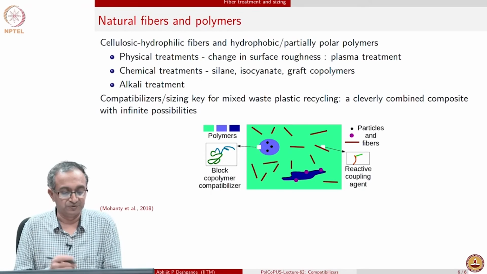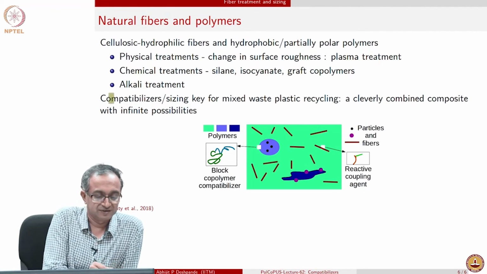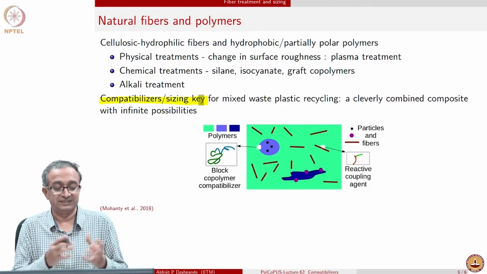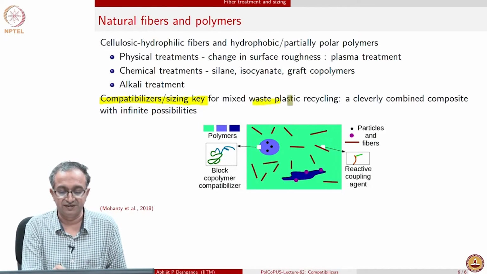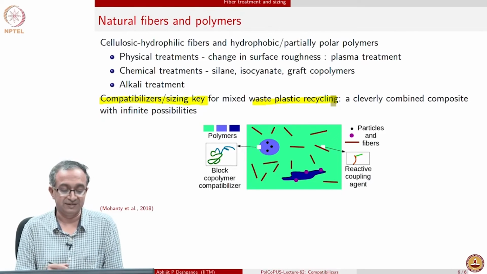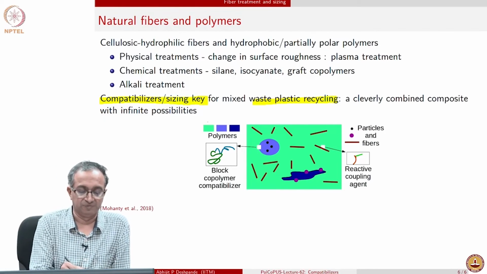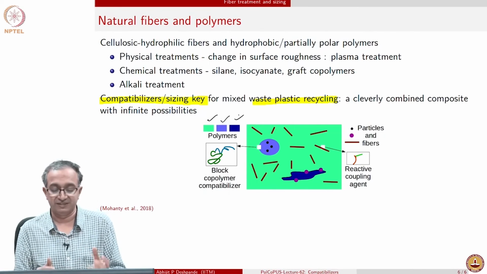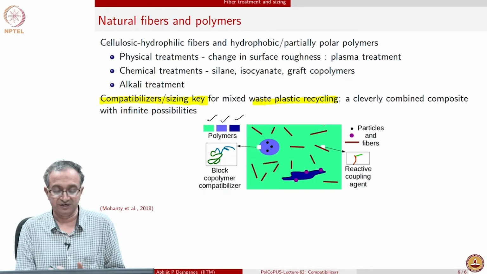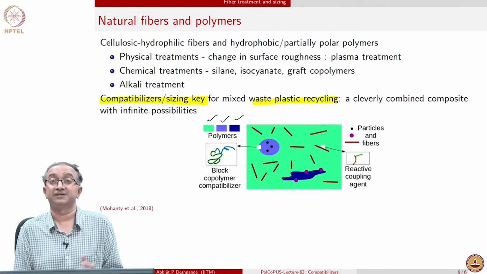So, to give you this thought, I will leave you with this description that compatibilization and sizing is a very key issue for waste plastic recycling. And what do I mean by that? We could have, let us say, 3 different polymers. They are indicated by 3 different colors, and green is the continuous phase polymer, and the other 2 blue polymers are distributed.